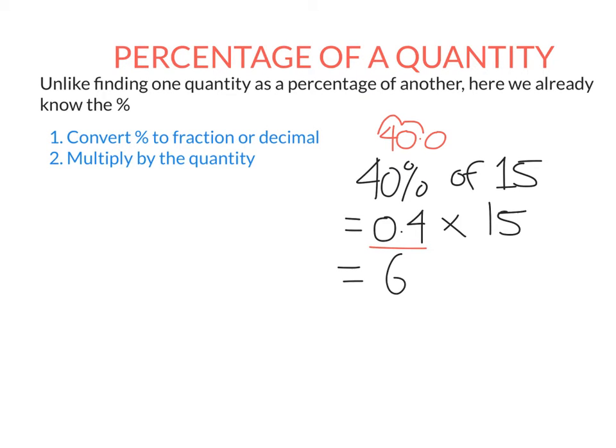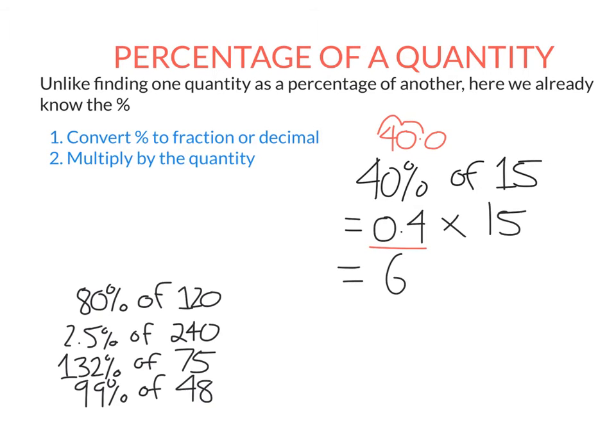Now, another thing that's really good about these kind of questions, unlike in the previous lesson where we're finding one quantity as a percent of another, we don't need to worry too much about units. Of course, remember in the last lesson, if the two quantities had different units, we had to change the units. But we don't have to do that here. So let's look at some other examples. Let's go ahead and calculate each of these.